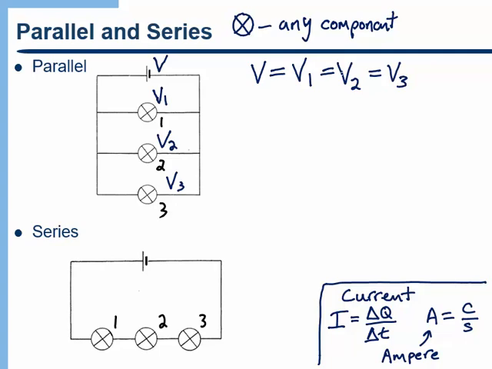Now, current, on the other hand, is not going to be the same everywhere. If we think about the current coming out of the battery, you'll notice that when it gets to this junction, it has two choices. And when it gets to this junction, it has another two choices. So if we look at the current going through our first circuit element, and the current going through our second, and the current going through our third, we can see that the total current that leaves the battery is going to be equal to the sum of the currents that flow through the three circuit elements.